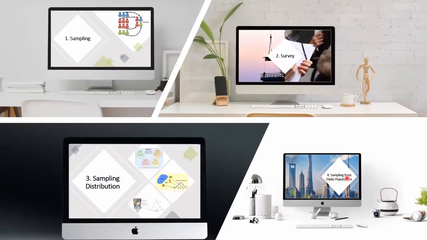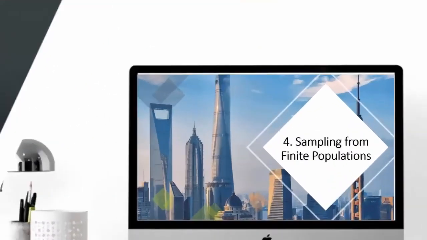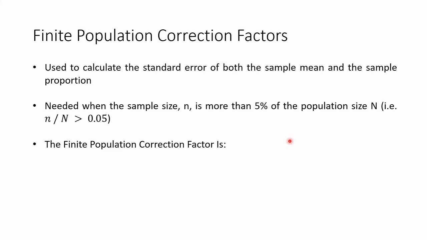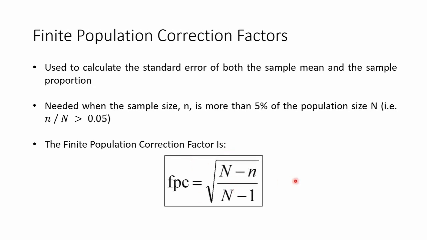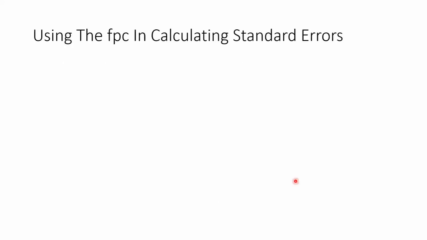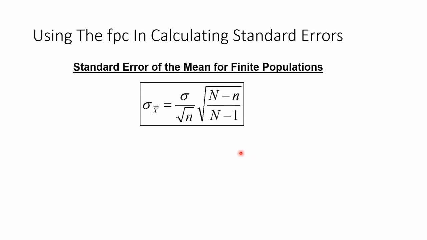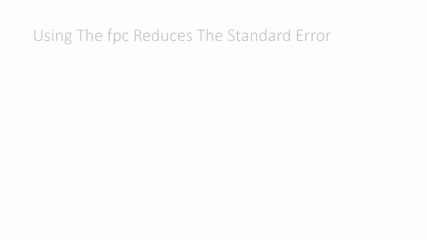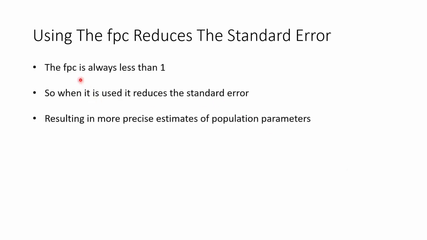Now let's have a brief introduction to this fourth section, which is sampling from finite populations. In this case, we have something called the finite population correction factor. This is used to calculate the standard error of both the sample mean and the sample proportion. It is needed when the sample size n is more than 5% of the population size, and the finite population correction factor is given by this equation. Using the finite population correction factor, you calculate your standard error, which is given by this equation, for the standard error of the mean and the standard error of the proportion for finite populations. This correction is always less than 1. That is important to note and keep in mind.